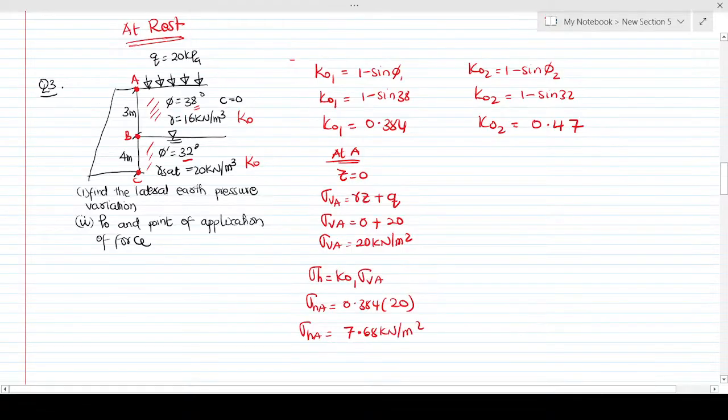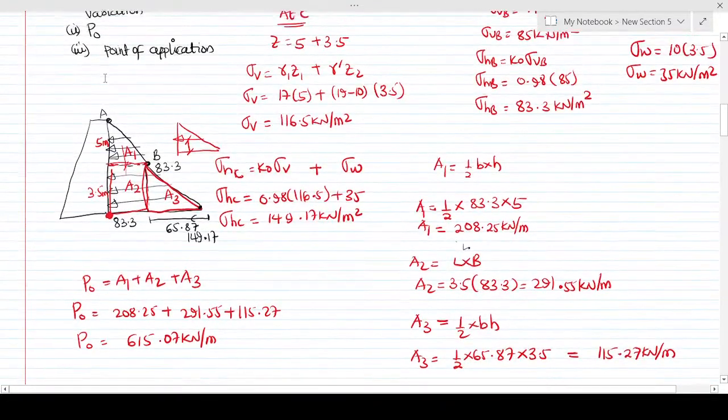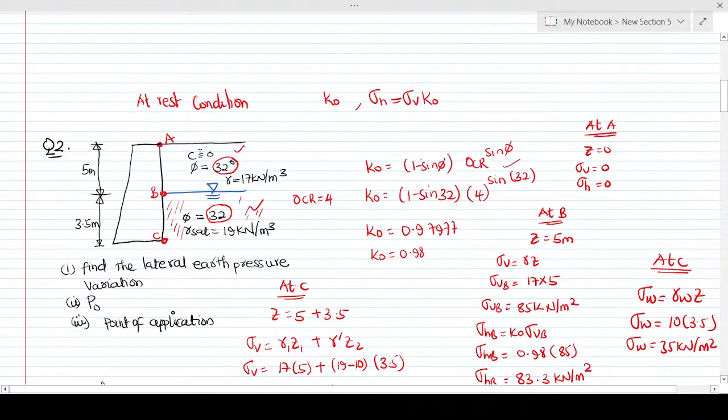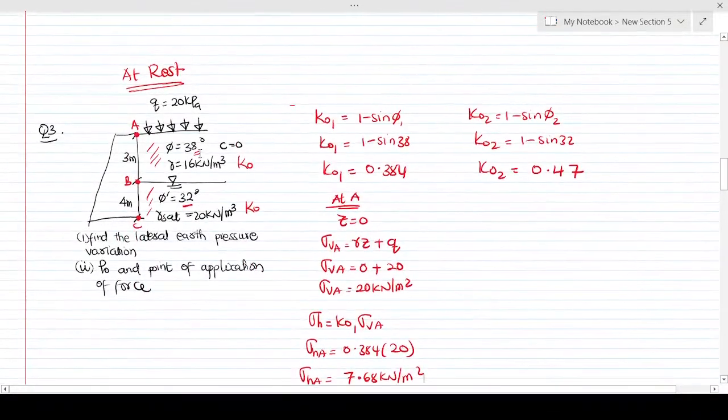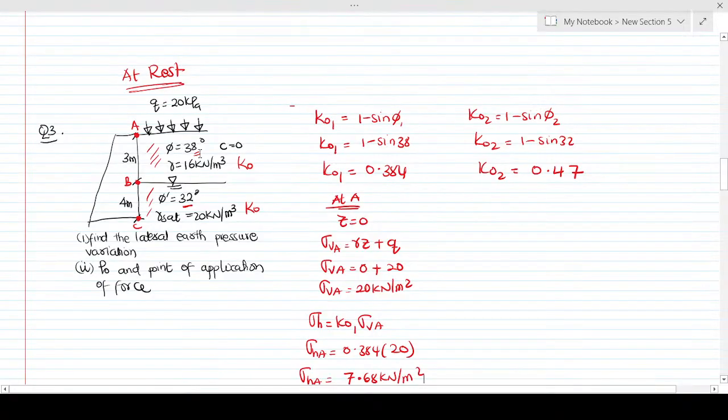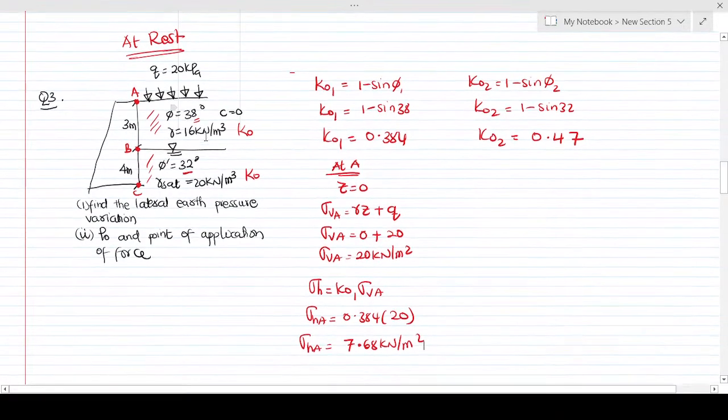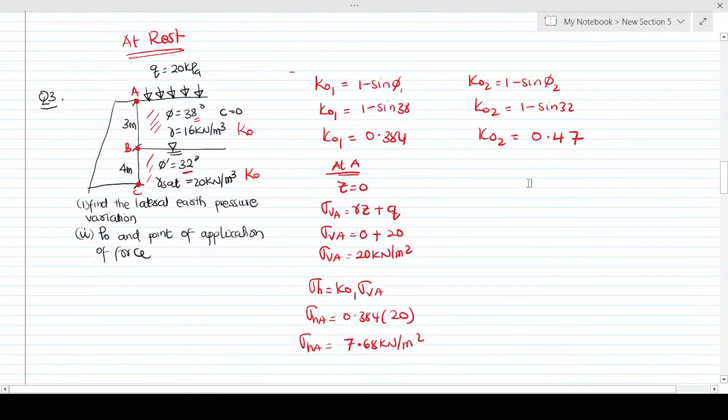Now, the reason why at A this time around we have the vertical and the lateral earth pressure there is because there's a surcharge at A. It's not like how we used to see it, for example, in the previous session, where there was nothing on the surface of the ground and no structure. So here, at A, we are going to have some pressure to deal with.